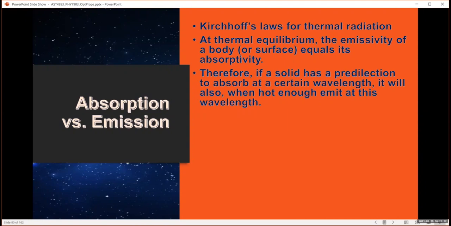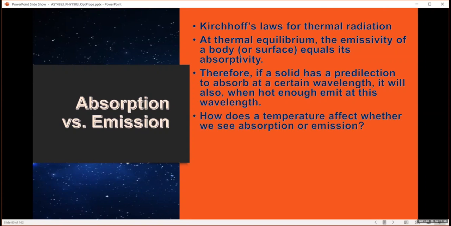So just like with the electrons jumping from level to level in a regular visible spectrum, if the solid has an absorption at a certain wavelength that's due to the spring constant and the damping of that spring, you will also have an emission at that wavelength when the solid gets hot enough. So if it absorbs a wavelength, it will also emit at that wavelength.